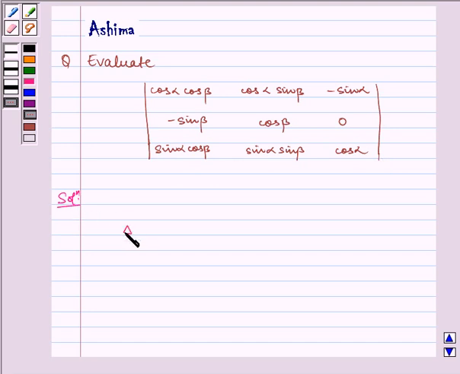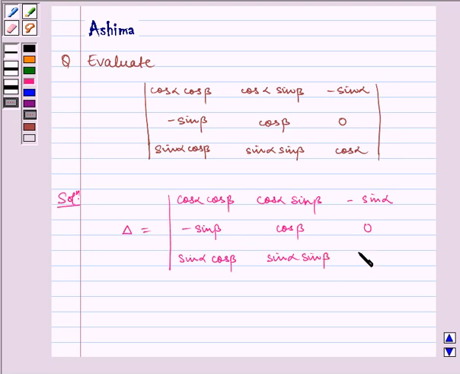We have the determinant which is equal to cos alpha cos beta, cos alpha sin beta, minus sin alpha; minus sin beta, cos beta, 0; sin alpha cos beta, sin alpha sin beta, cos alpha.